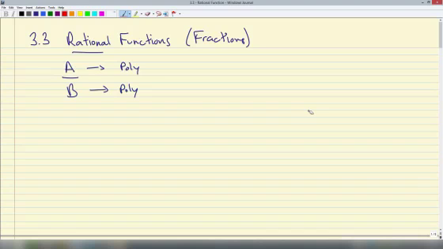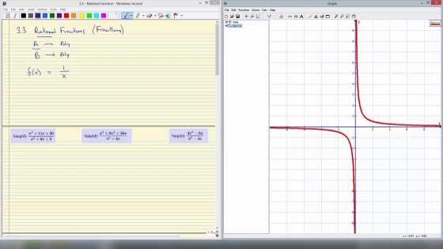Let's start out with maybe the simplest rational function. If we said f of x is equal to 1 over x, how does this behave? What does the graph look like? And there's the graph. Where does it go through the x-axis? It doesn't really go through the x-axis anywhere.